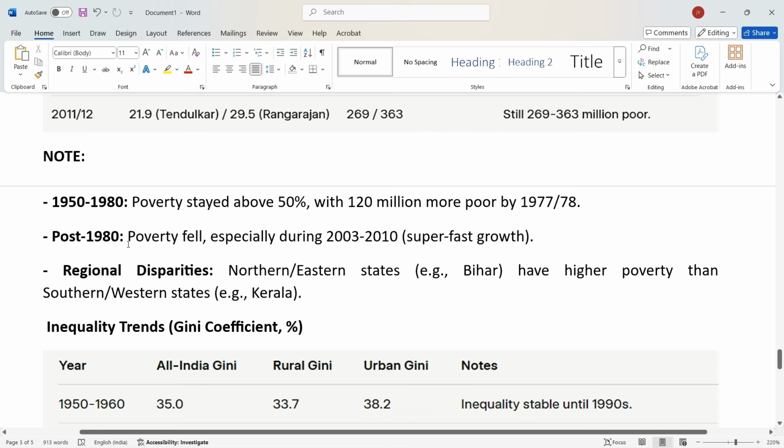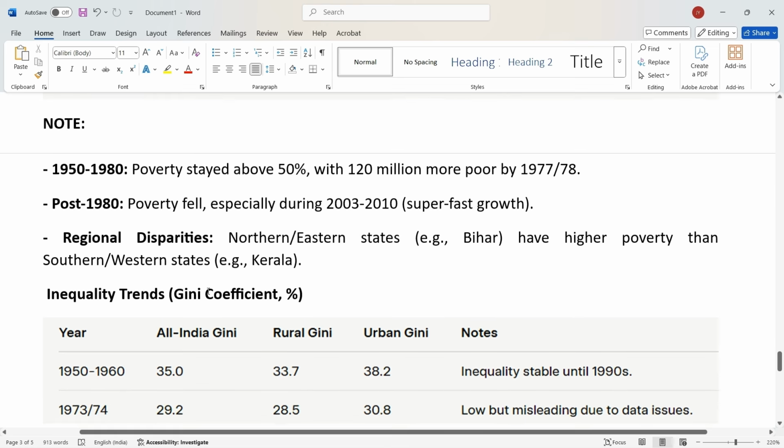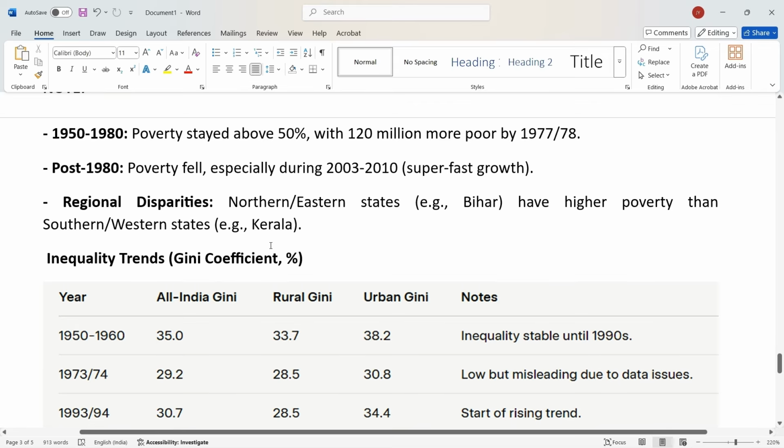Let's conclude it with the help of the notes. 1950 to 1980 was the period where 50% of people were above the poverty line, and 50% were below it. After 1980, when the liberalization process started in the country, poverty fell at a very large pace during 2003 to 2010. There were regional disparities between regions, like northern and eastern states, for example Bihar, which has higher poverty than southern and western states, for example Kerala.